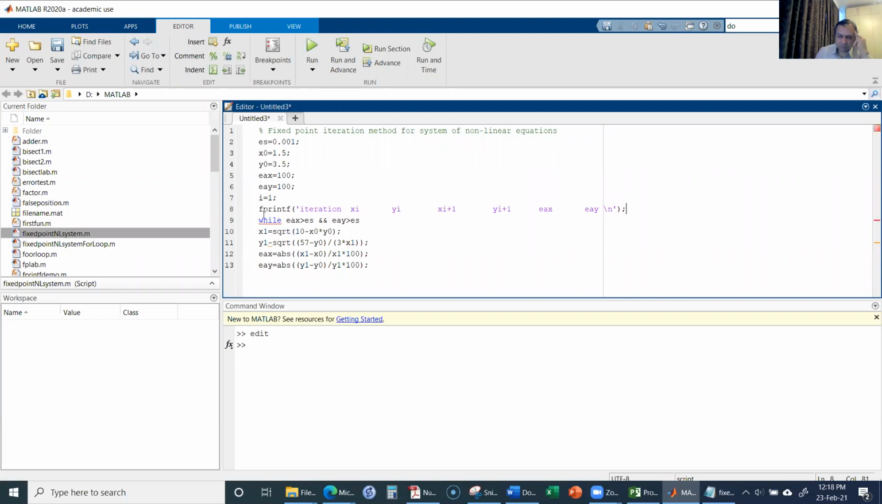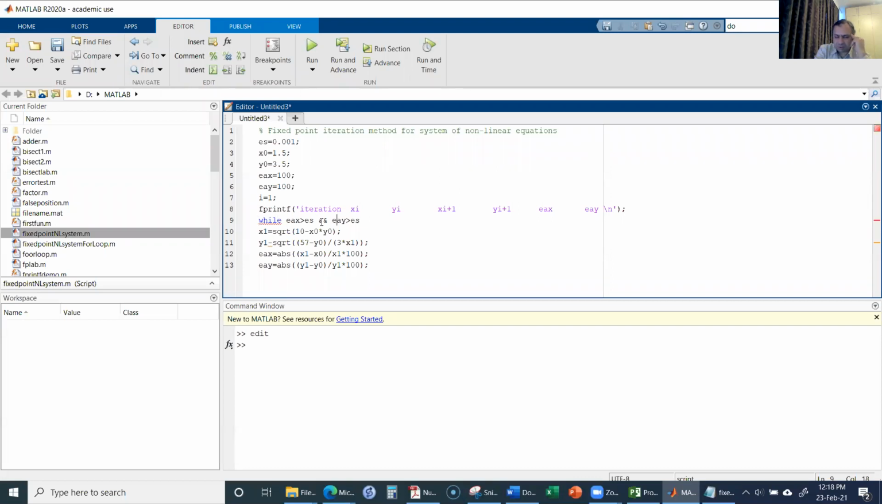So this command fprintf, and I am putting it before the while loop. That means I just want to print it only one time. Fprintf will print the headings of the table which I want to show, which is the iteration, xi, yi, xi plus 1, yi plus 1. So these are the initial estimates, these are the updated estimates, and then EAX and EAY, absolute relative errors in X and absolute relative errors in Y, and then backslash n for the next line, and then the closing.